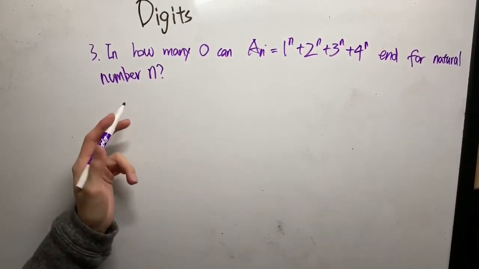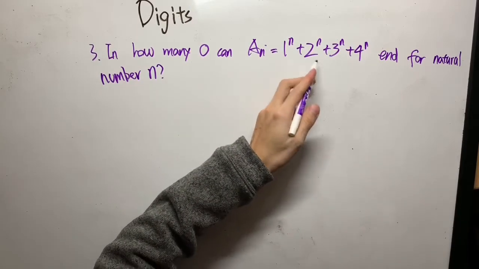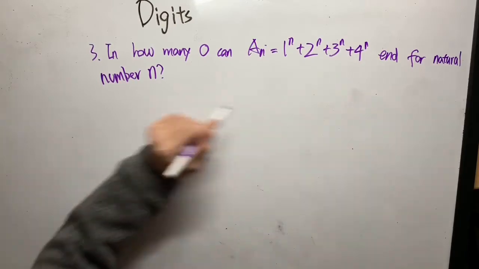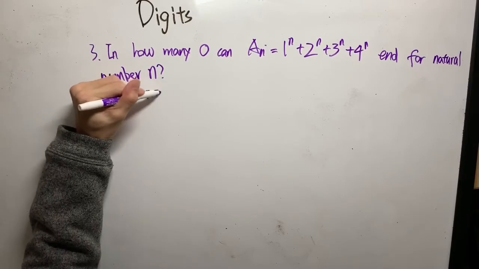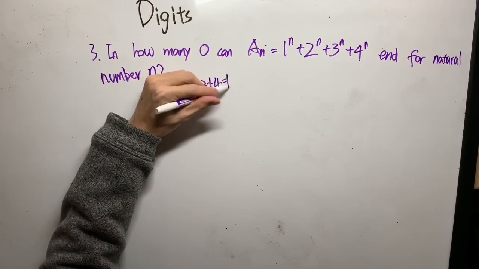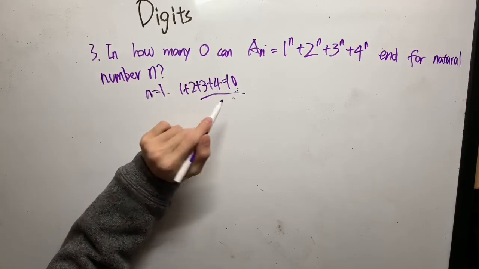Now for the next question. How many zeros can a_n equals 1 to the n plus 2 to the n plus 3 to the n plus 4 to the n have for natural number n? So first we can check when n equals 1. We have 1 plus 2 plus 3 plus 4 equals 10. So at least one zero can this number a_n have.